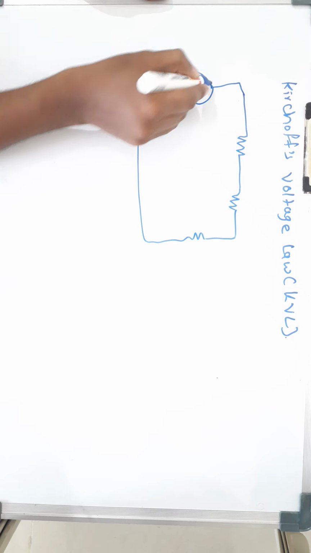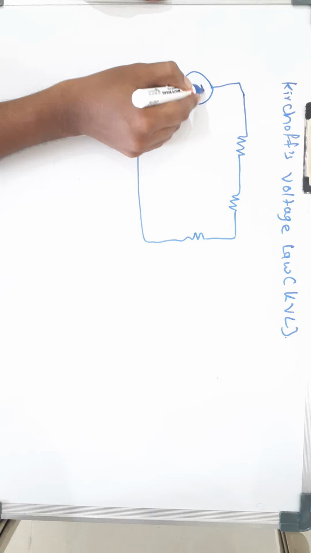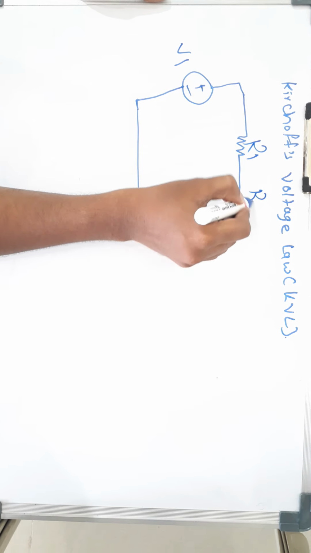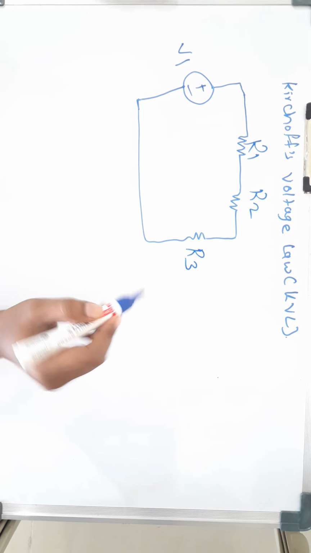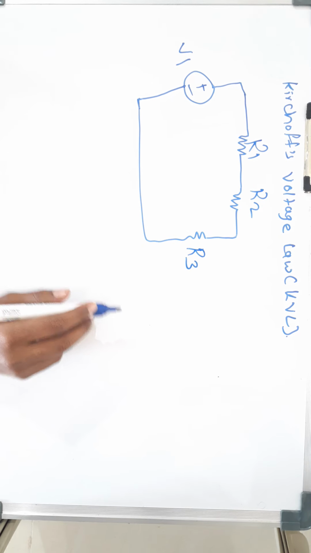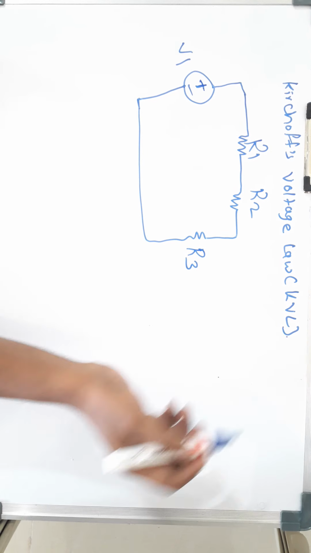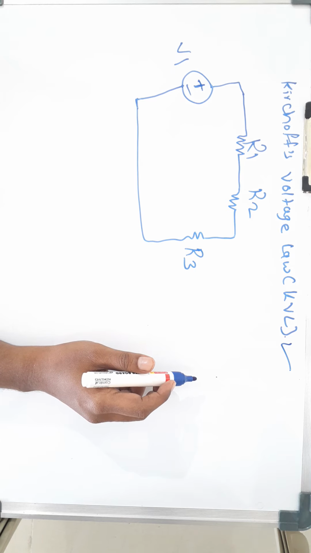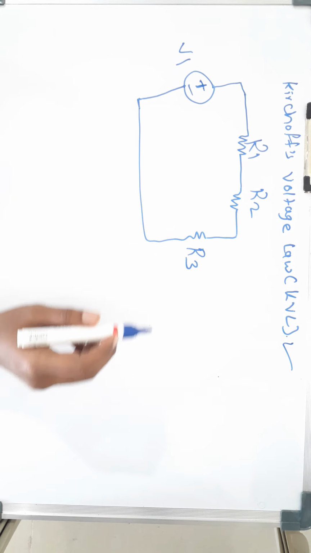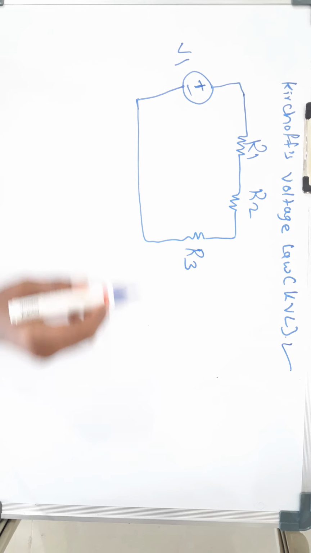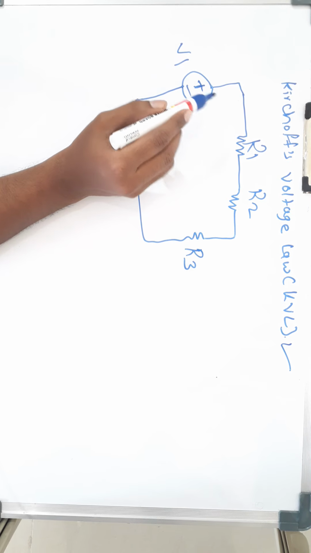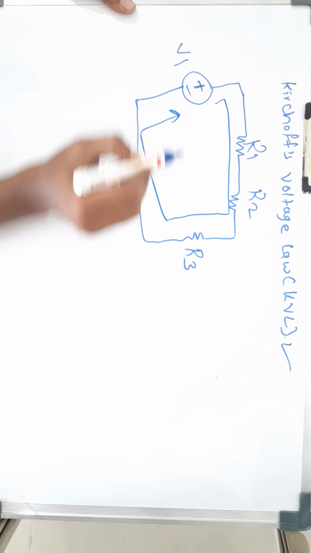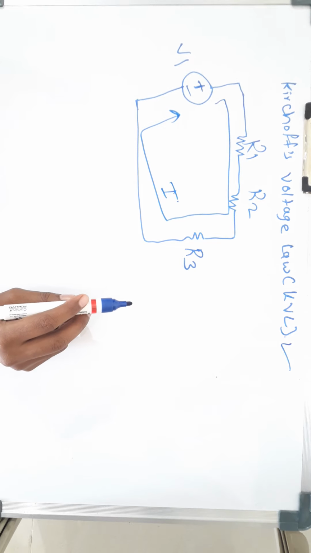For this one, we have the voltage source, plus minus V1, and the three resistances R1, R2 and R3. These are connected in series configuration. Kirchhoff's voltage law states that the algebraic sum of voltage around a closed loop must be equal to 0. This is a voltage source, so current will be flowing from positive to negative. I will mark this as I.